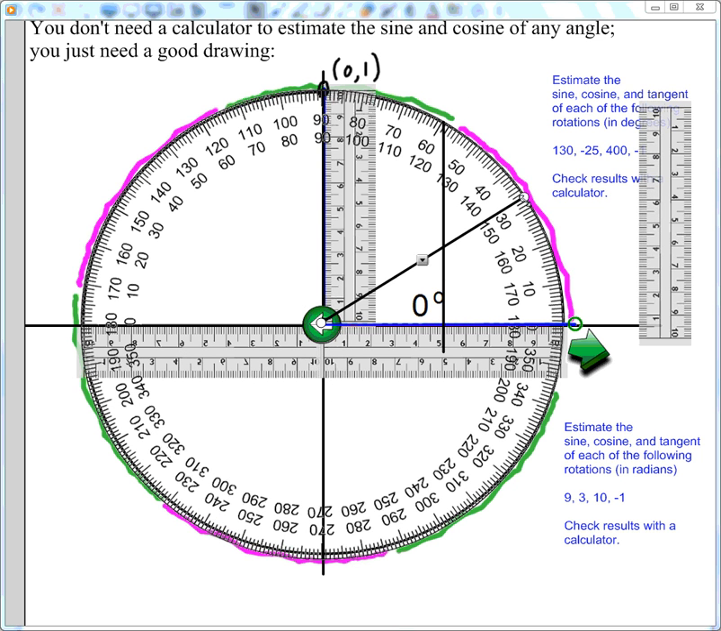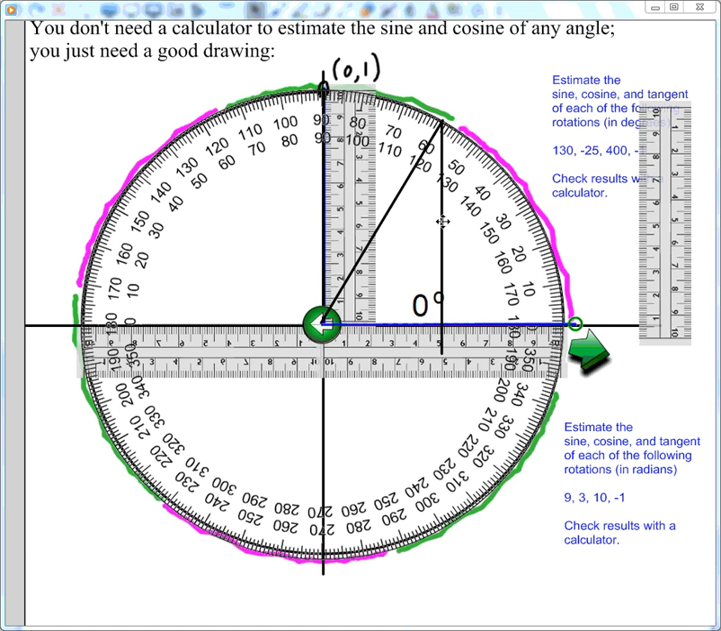What changes as we rotate is the length of the opposite leg, and that's the vertical leg. And also what changes is the length of the horizontal leg, that's adjacent to the angle. No matter where I rotate, both those legs are going to change their lengths. So to find the sine of 60, for example, all I have to do is measure the length of that vertical leg of the triangle.